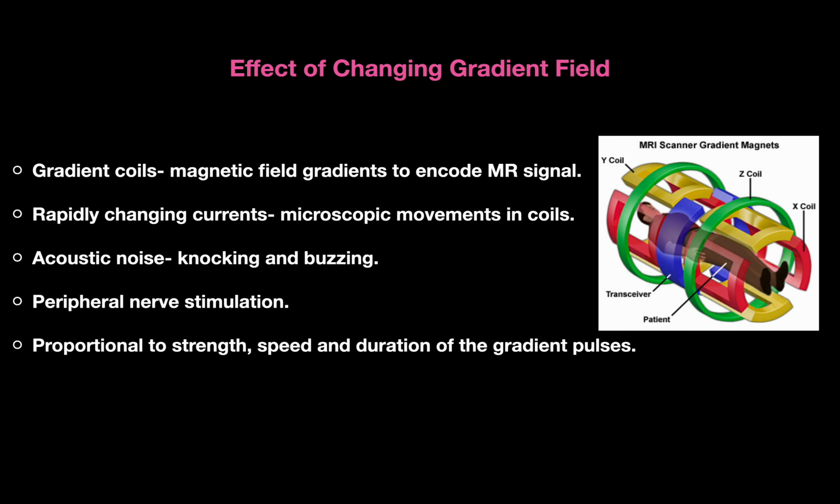So let's talk about the effect of changing gradient fields. Gradient coils produce magnetic field gradients to encode MR signals. Here we can see the X coil, the Z coil, and this is the Y coil. Rapidly changing current inside these coils produces microscopic movement, causing knocking and buzzing, and it can cause peripheral nerve stimulation. This is proportional to the strength, speed, and duration of the gradient pulses.